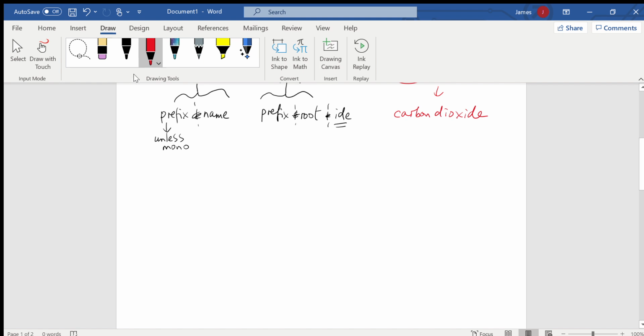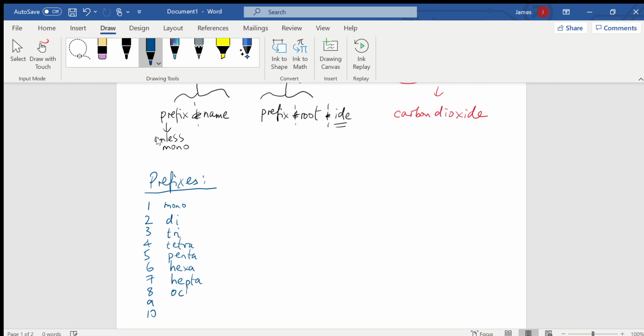So here are the prefixes. Let me write them here. Let's write it in blue just because we have blue. Prefixes that we'll have to play with are for the first 10 numbers. 1, 2, 3, 4, 5, 6, 7, 8, 9, 10. And they are mono, di, tri, tetra, penta, hexa, hepta, octa, nona, which I like to tell my students is grandmother in Italian, and deca.